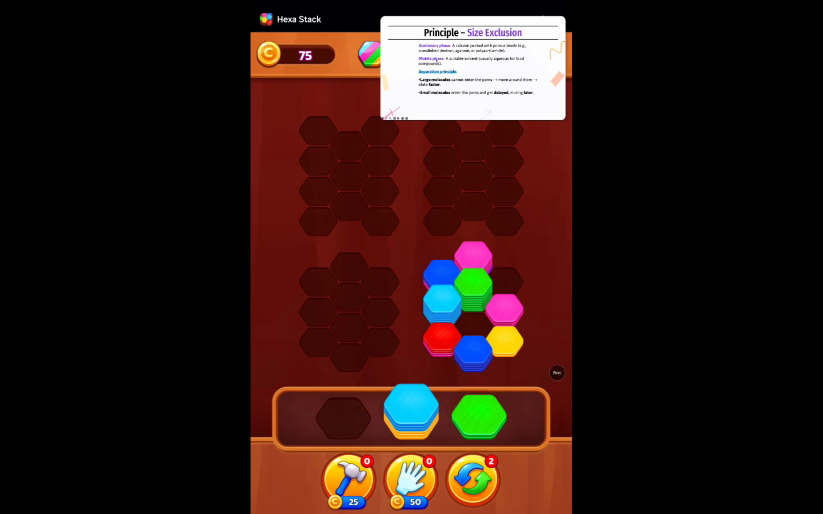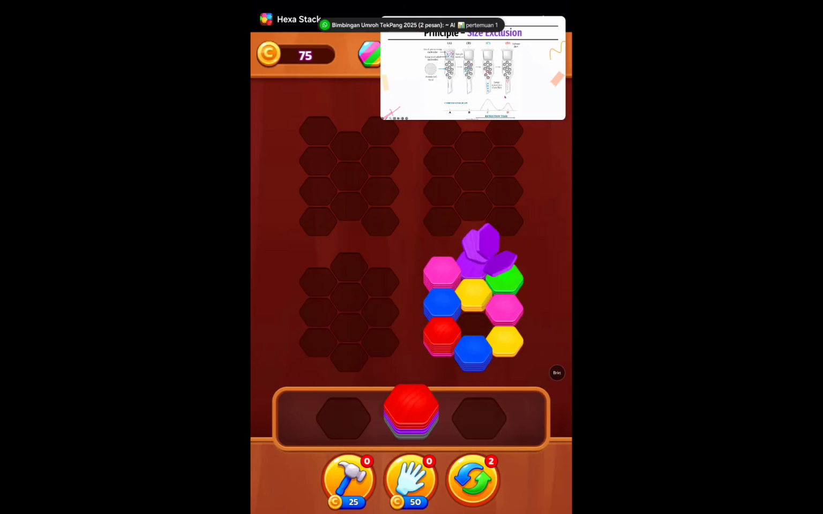For the mobile phase, usually we will use a suitable solvent, usually water. Then the separation is based on the ability of the compound to go through the porous stationary phase. Okay, so the large molecule cannot go into the pore, so they will move up. The small molecule will go into the pore and then they will be delayed. They will come out later.